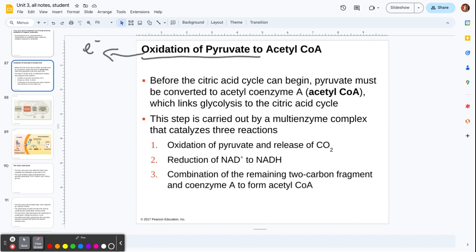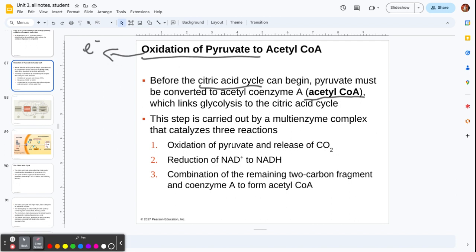So before the next step in the process can happen, there's a little mini step that has to happen. And that's called oxidation of pyruvate. The next step is going to be called the citric acid cycle. But we can't do that until we get a different molecule, because that pyruvate molecule won't work with citric acid. Instead, it has to be something called acetyl-CoA, this guy here.